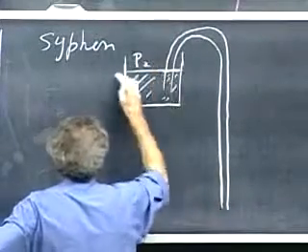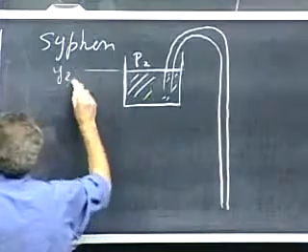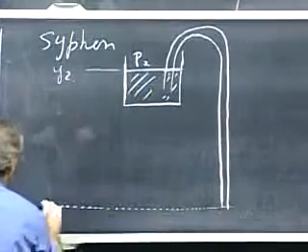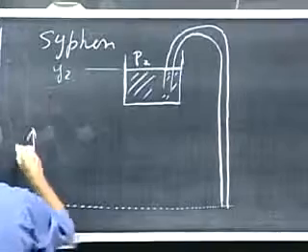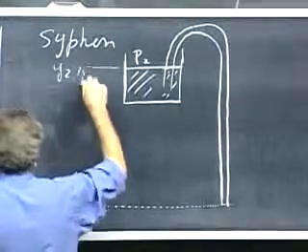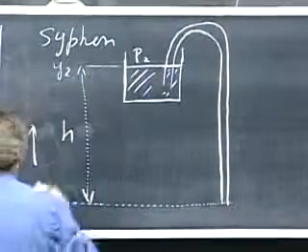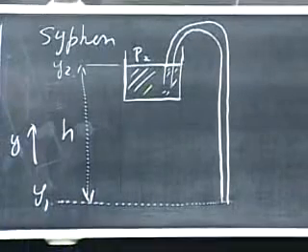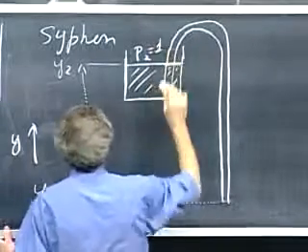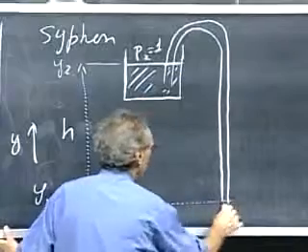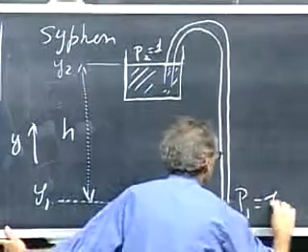This level is Y2, and this is Y1, with increasing value of Y. This height difference is H. P2 is 1 atmosphere. I put a 1 there, it's atmosphere. And here, if it's open, then P1 is also 1 atmosphere.